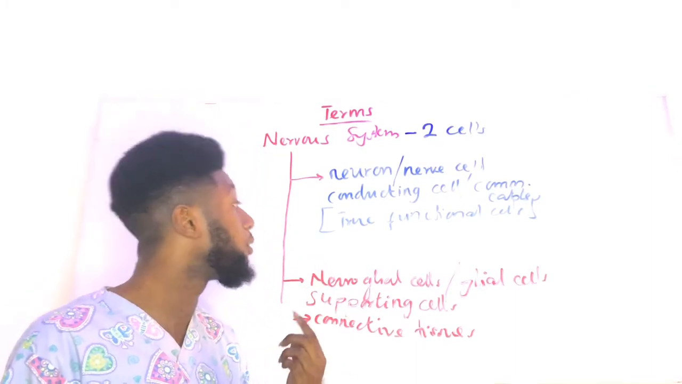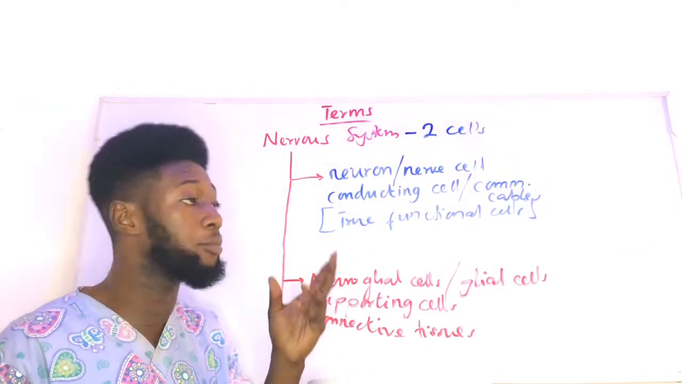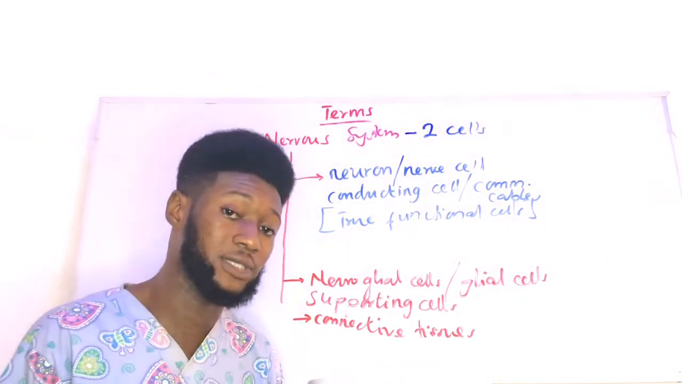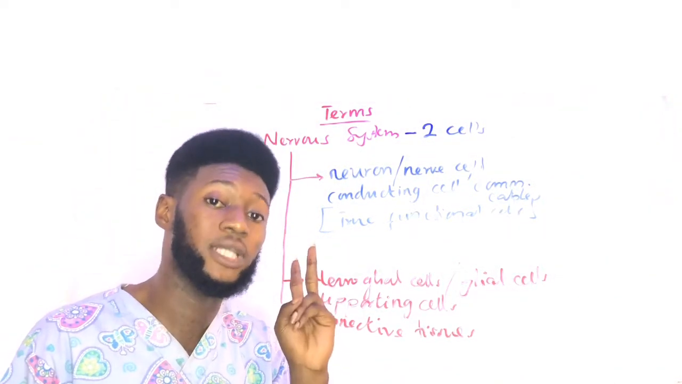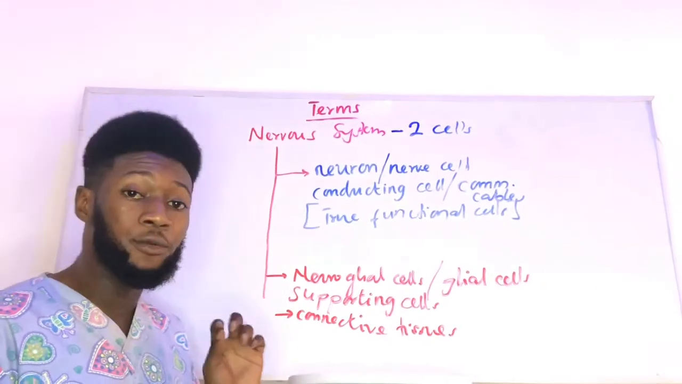The next type of cell is the glial cell or the neuroglia. They are the supporting cells. They support the true functional cells. How many types of cells do we have in the system? One, the neuron. Two, the glial cells. Isn't it? Good. Now, let's look at the neuron.